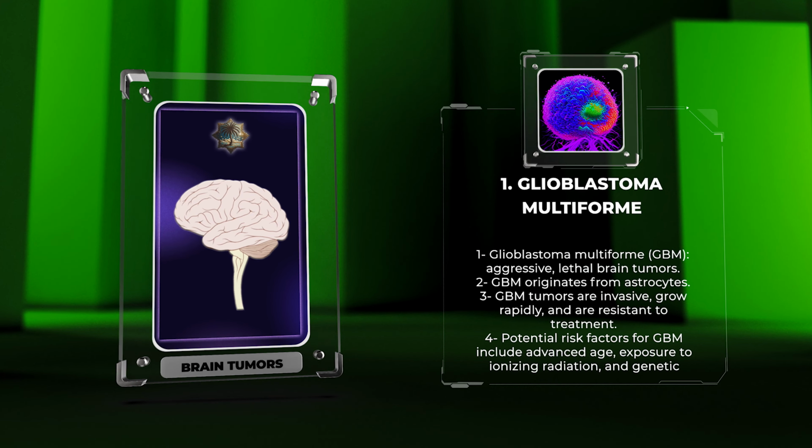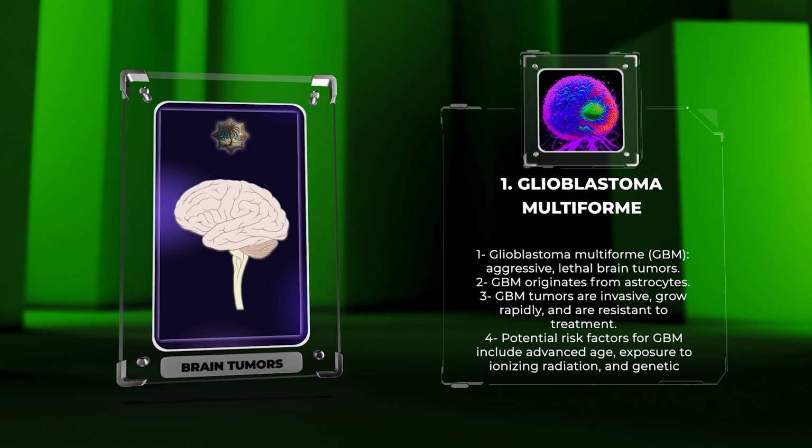Moving on, we will now discuss medulloblastoma, which is the most common malignant brain tumor in children. Medulloblastomas typically arise in the cerebellum, which is responsible for balance and coordination. These tumors can rapidly spread to other parts of the central nervous system. Treatment for medulloblastoma often involves a combination of surgery, radiation therapy, and chemotherapy, tailored to the individual patient's risk factors and molecular subtype.